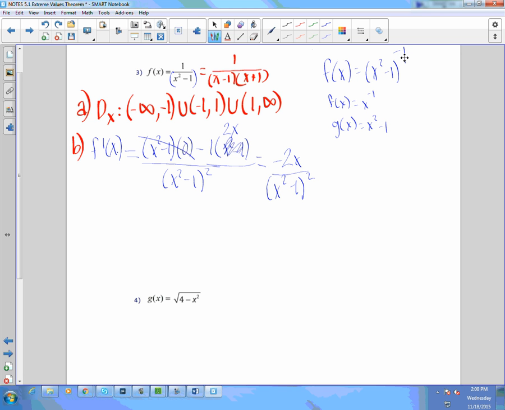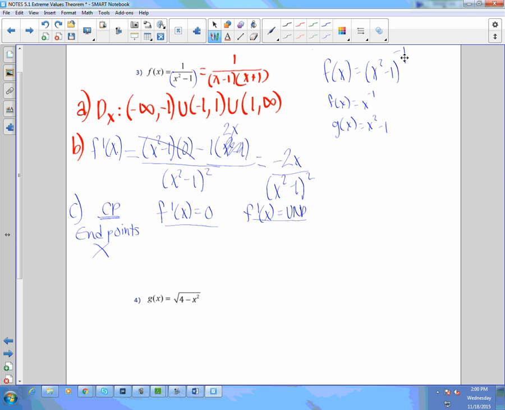Okay, critical points. Now we need to check for 3 things. We have endpoints. Now, we don't have a restricted domain, so we don't have to worry about that. That was our last problem; we do sometimes have to worry about that. So now we look at when f prime of x equals 0 and when f prime of x is undefined.